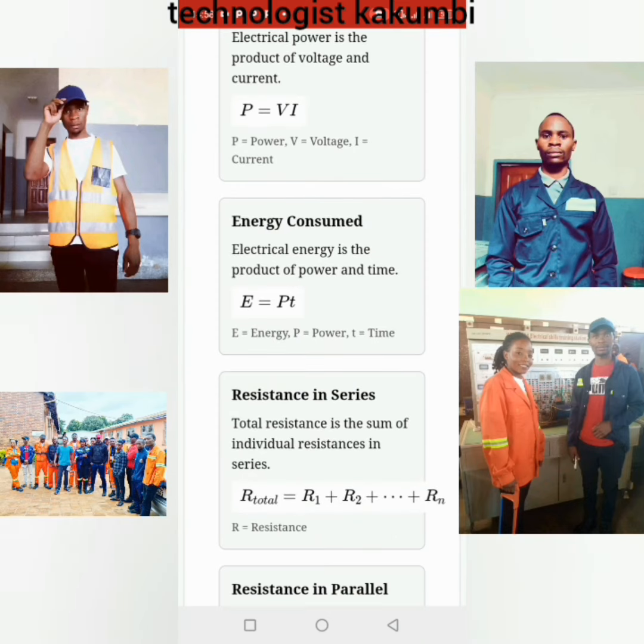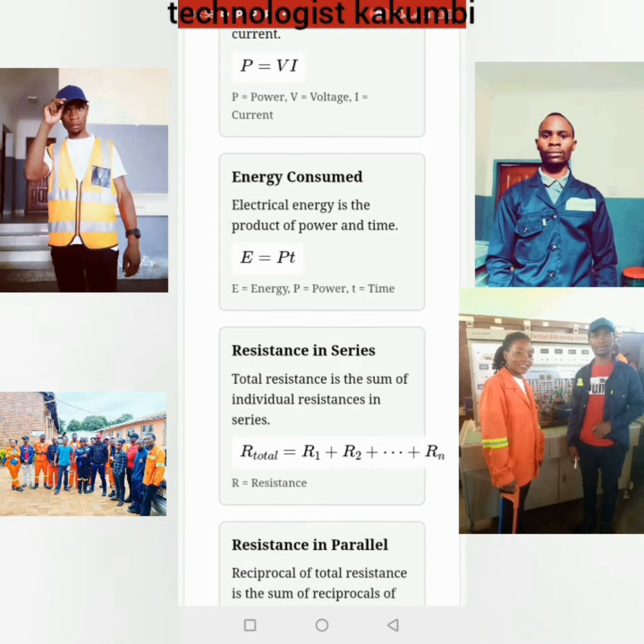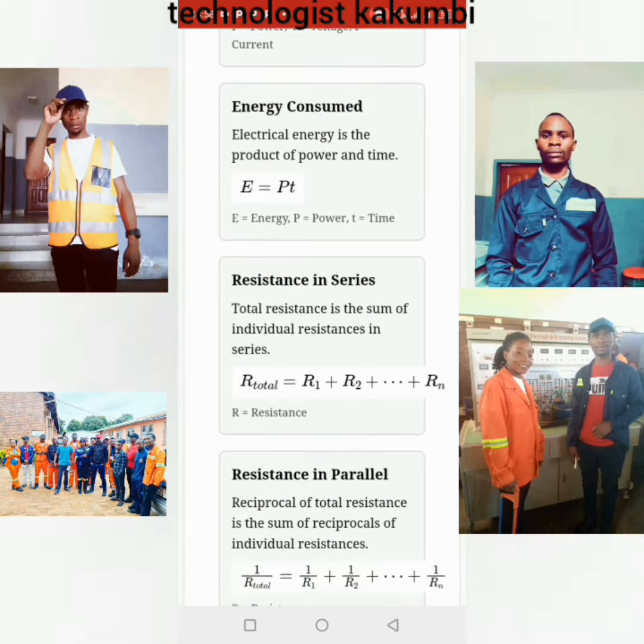The other thing that you need also to know and to understand is where energy is concerned. So when we say energy consumed, we are talking about electrical energy. It's a product of power and time. So this is a formula that you need to know when calculating energy, which is E, P, you're talking about power, T, you're talking about time.